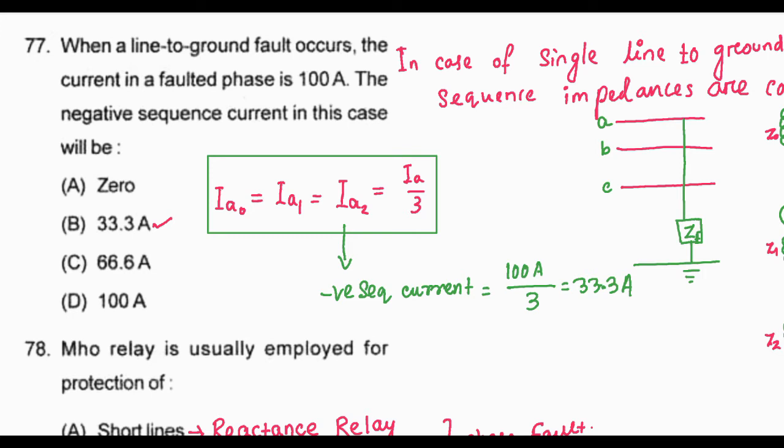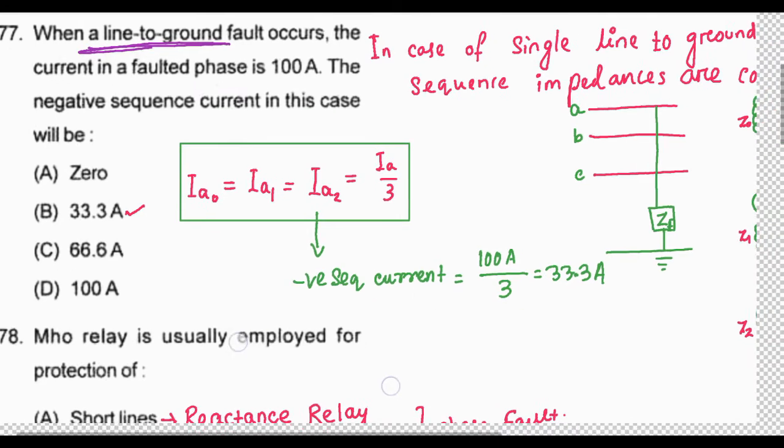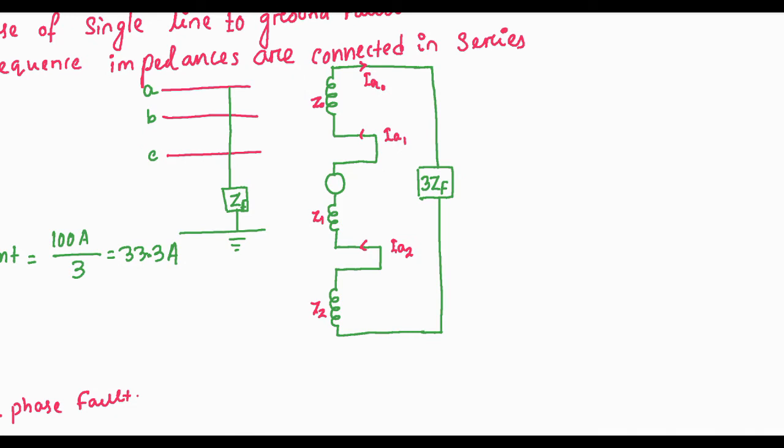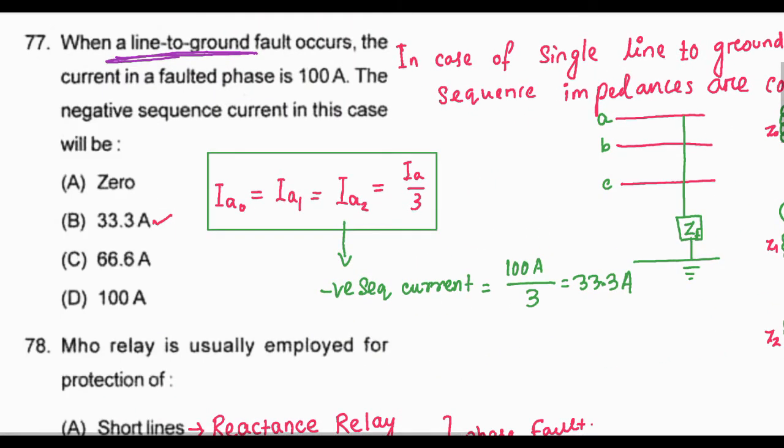So in case of single line to ground fault, the fault impedances are connected in series along with the sequence impedances like this. I have already explained in one of my videos how this works, and the sequence current will be the same as these are connected in series. So IA0, that is the zero sequence current, will be equal to IA1, that is the positive sequence current, and will be equal to the negative sequence current IA2, which will be equal to IA by 3, that is fault current by 3.